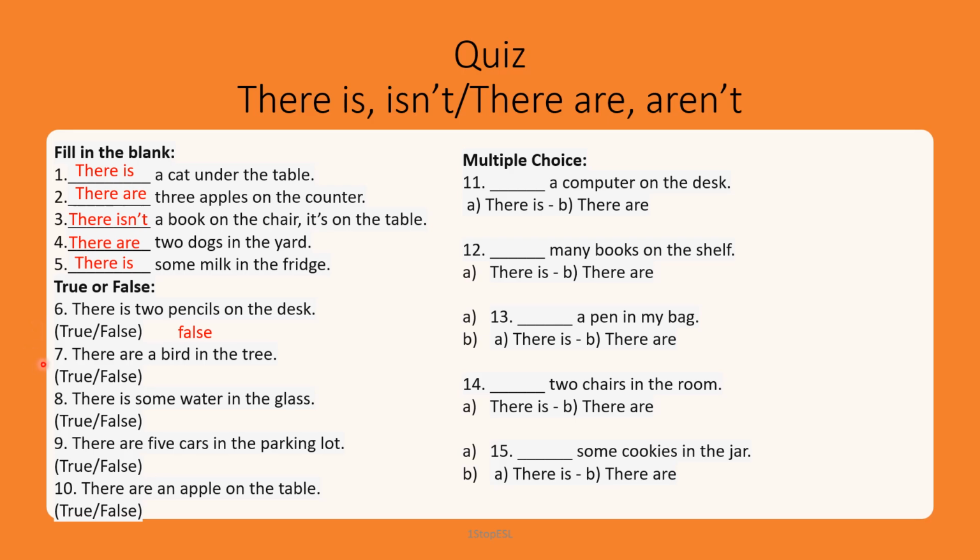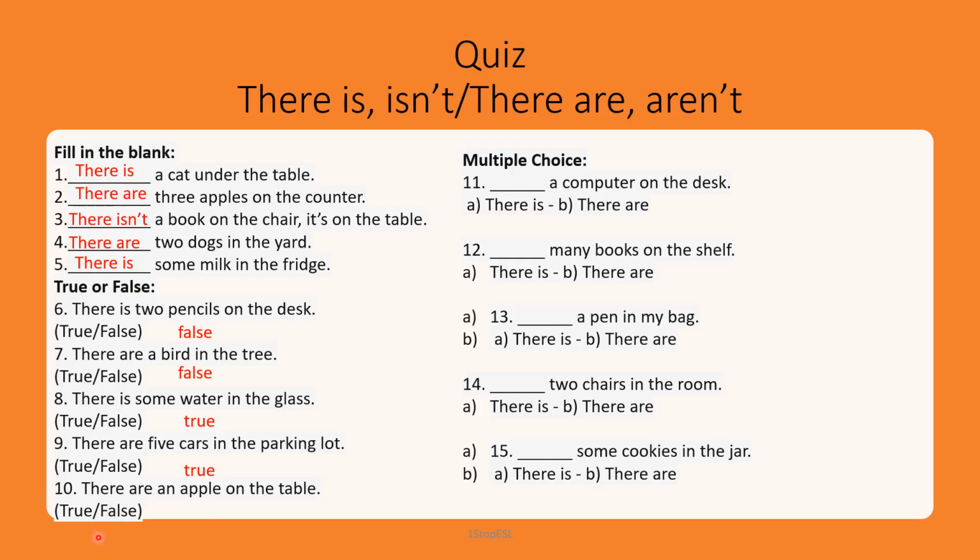Number 7, there are a bird in the tree. Yes, there's only 1 bird in the tree, so it's false. There is a bird in the tree. Number 8, there is some water in the glass. That is true. That is correct. Number 9, there are 5 cars in the parking lot. Correct. That is true.